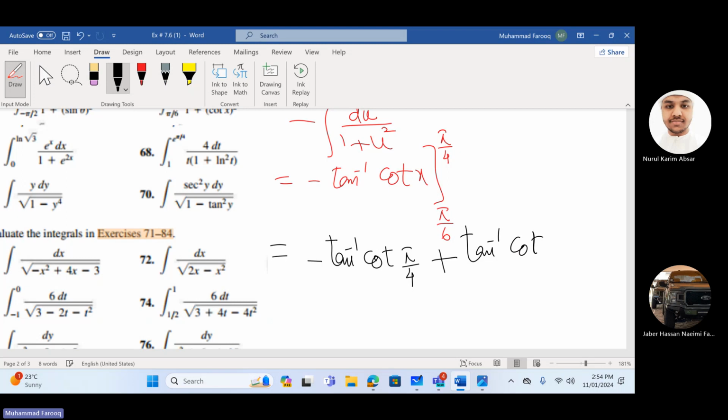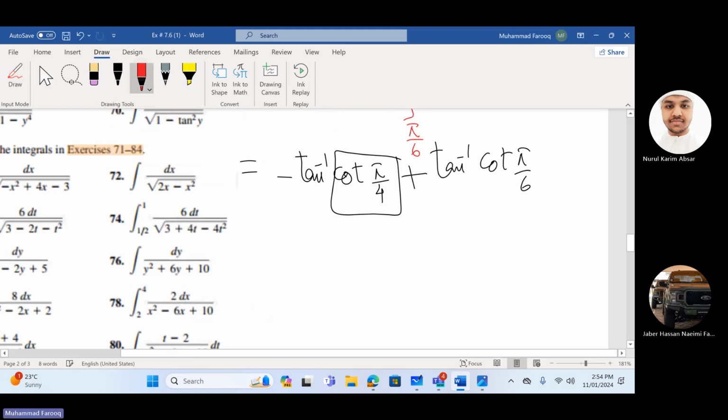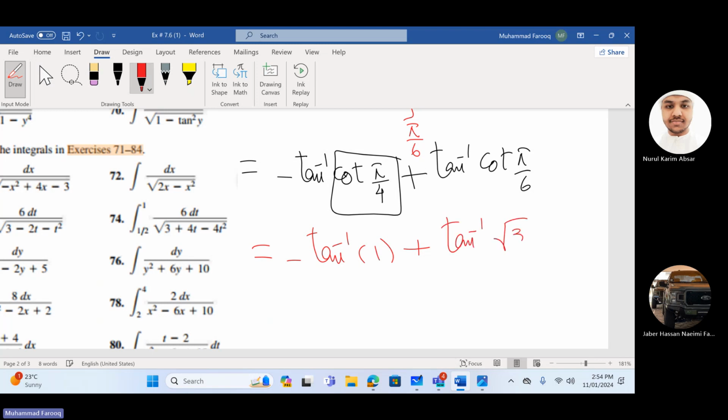Cotangent of the angle pi by 6. Please give me the cotangent of pi by 4 from your calculator. It's 1. So minus tangent inverse of 1. Understand, yes or no? Plus, what is cotangent pi by 6? Radical 3. Tangent inverse of radical 3.